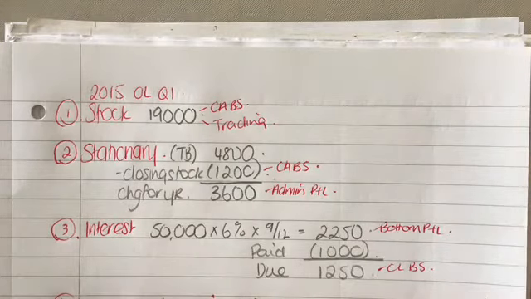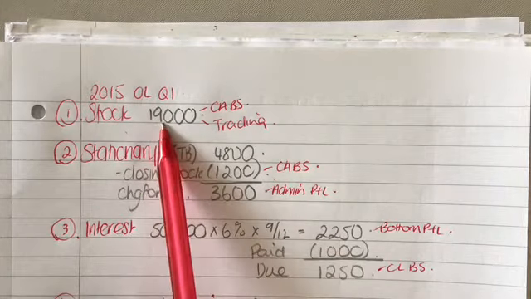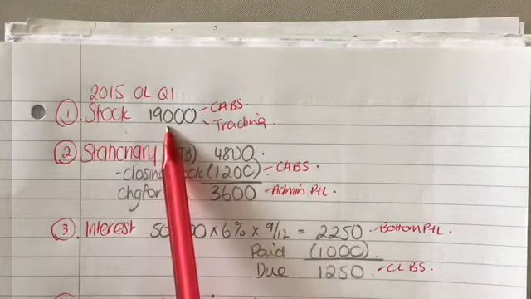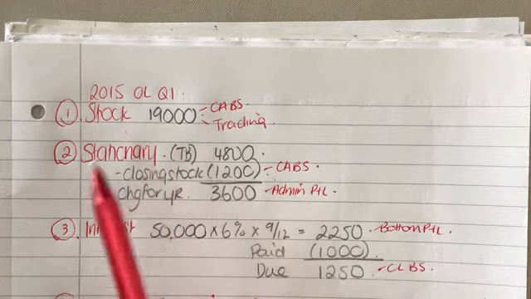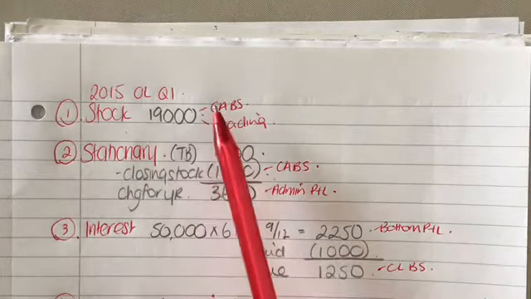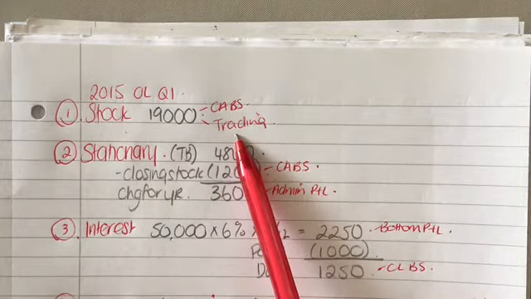So the first working is stock for resale at the end of the year was €19,000. So I've just written in stock of €19,000 and where it goes. That's your closing stock. I know it's closing stock because it says the 31st of the 12th, 2014. So the €19,000 goes into your current assets in the balance sheet and it also goes into the trading account.